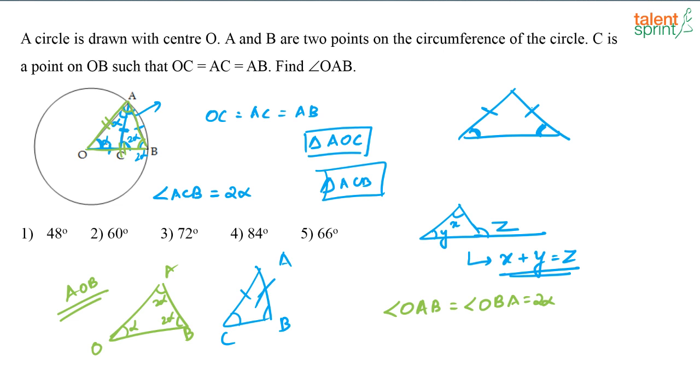So now in this triangle, what is the sum of the angles of the triangle? Sum of the angles of the triangle is 180 degree. So here 2 alpha plus 2 alpha, that is 4 alpha, plus alpha, or 5 alpha is equal to 180 degree. What is the value of alpha? Alpha is equal to 180 divided by 5, which is 36 degree. So what is angle OAB? Angle OAB is equal to 2 alpha, which is 2 into 36, which is 72 degree. So the answer for this question will be option 3, 72 degree.